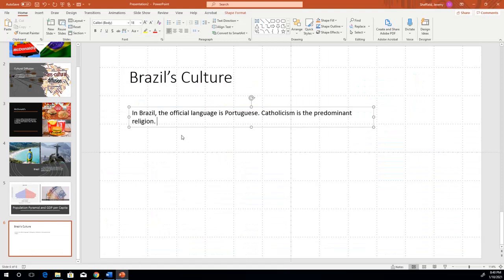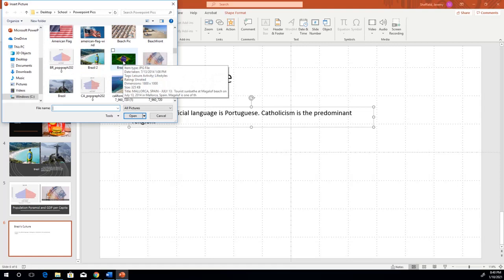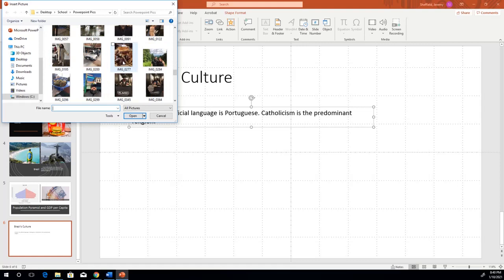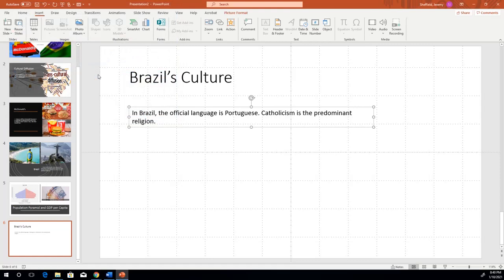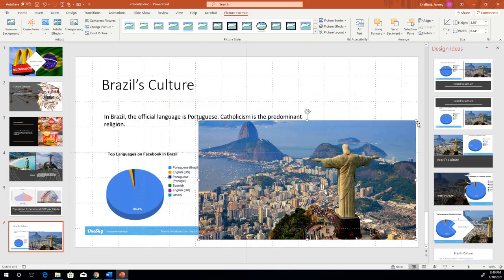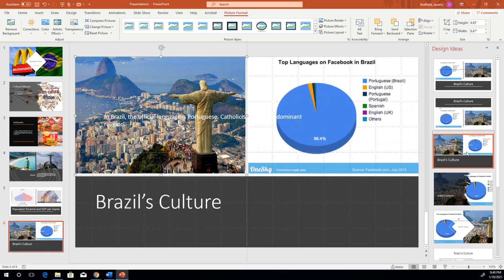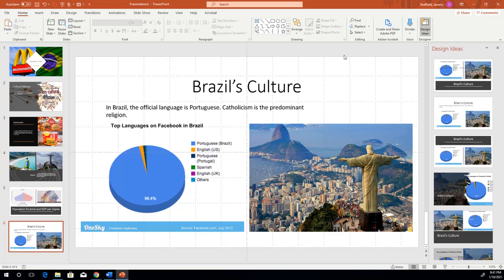So, go back. I'm going to insert those two pictures. Okay, that worked. That's fun. And then insert the other picture. Remove the wording there. That works. Good. So we have slide 6 taken care of as well.